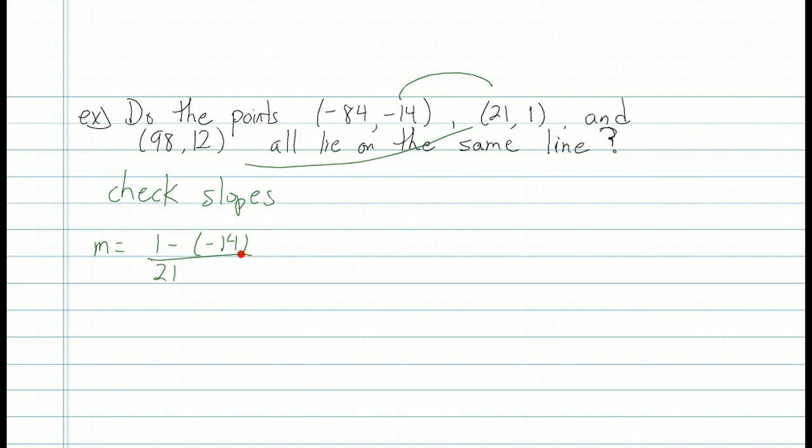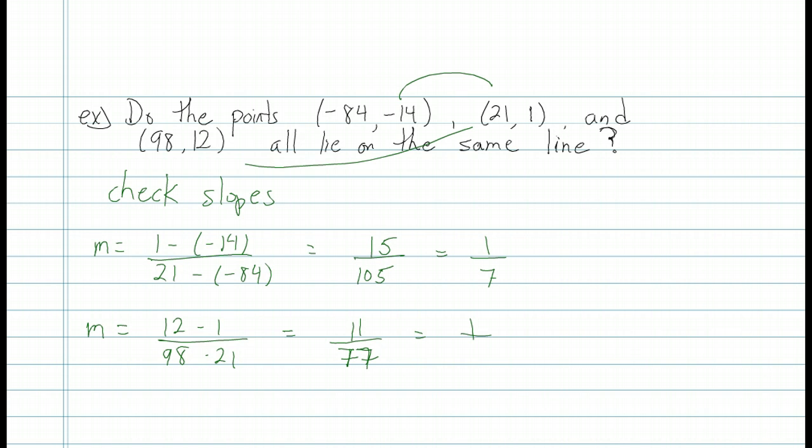All right, so compute your slope from your slope formula. You take the y components, subtract them, the x components, subtract them, compute the number on top. You get 15 over 105, which gives you 1/7. Okay, now do the same thing for the second pair. You're going to do 12 minus 1 over 98 minus 21. Difference in the y's divided by the difference in the x's. And then you compute, you get 11 over 77, which gives you 1/7 as well.